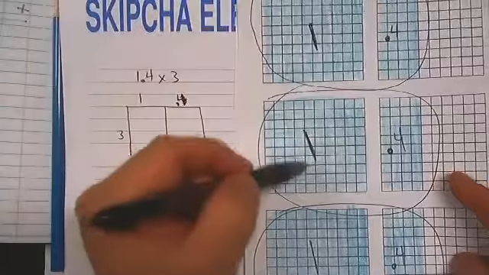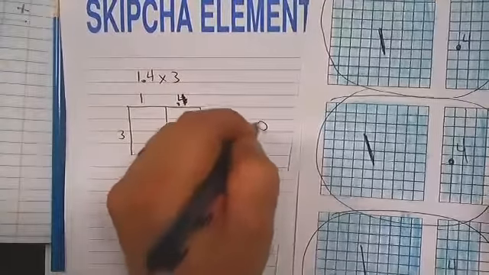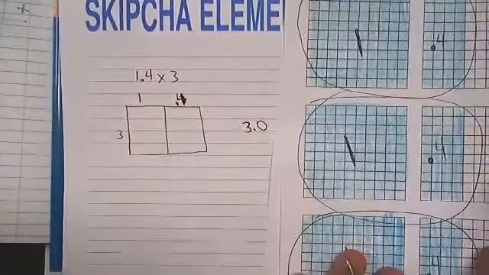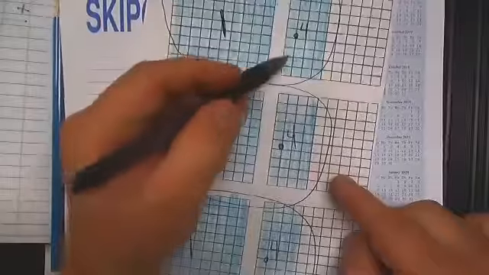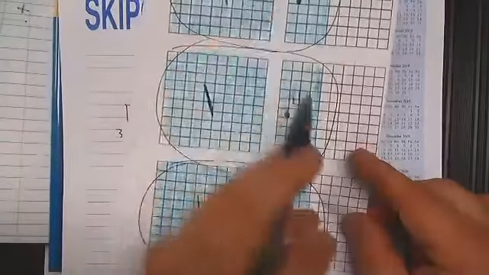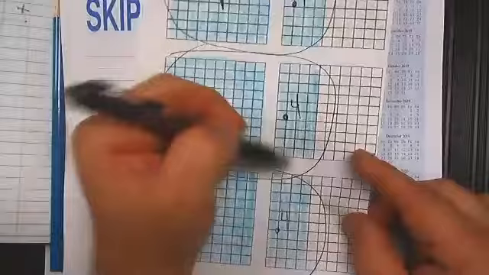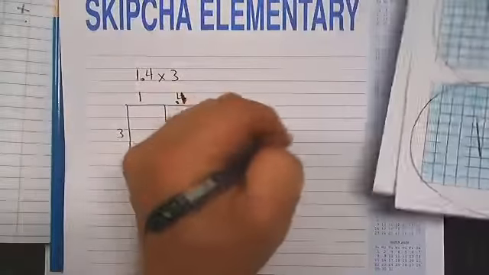Well, how many ones do I have then? So I have 1, 2, 3. I have 3 ones, right? So 3 ones and 0 tenths. And how many tenths do I have? Well, I have 4, 8, 12, right? 4 times 3 is 12. So 12 tenths. So let's illustrate here.